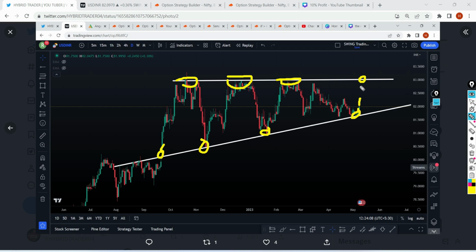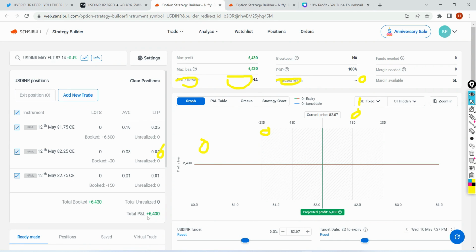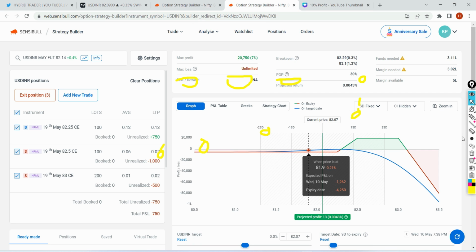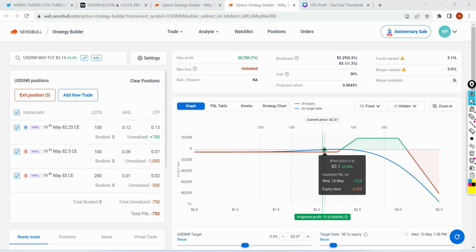Keeping that in mind, what I've done is I've exited this trade with 6,430, which is huge, guys. Overnight, if I'm getting 10% profit on the capital deployed, why the hell should I hold the trade? Now what I've done is I've just taken a new trade, guys. I've just entered a new trade.